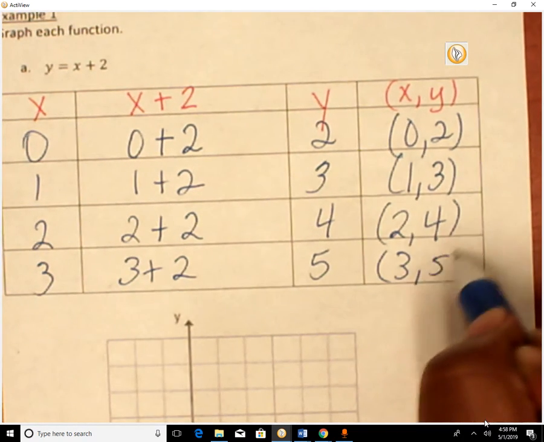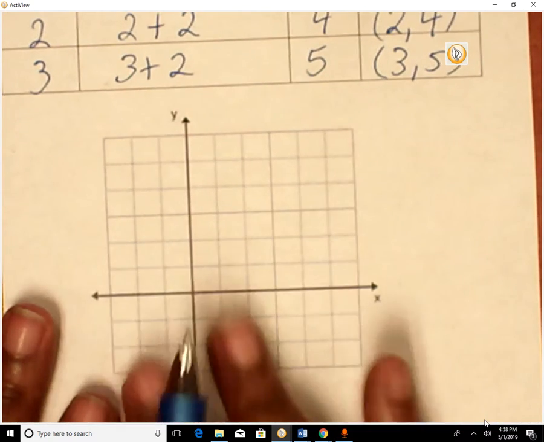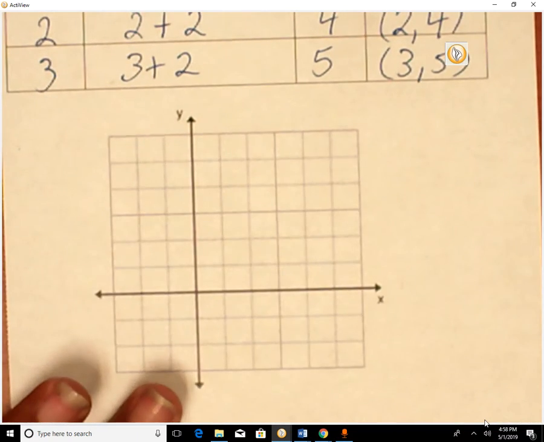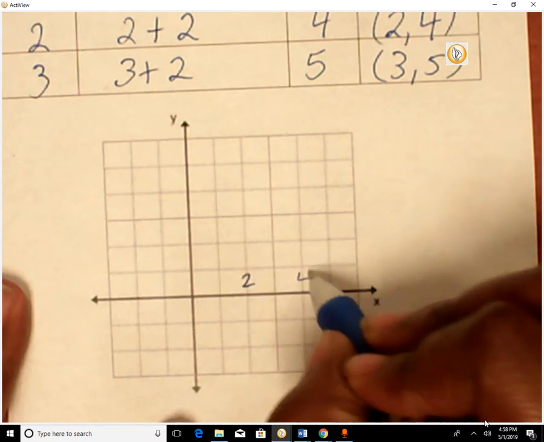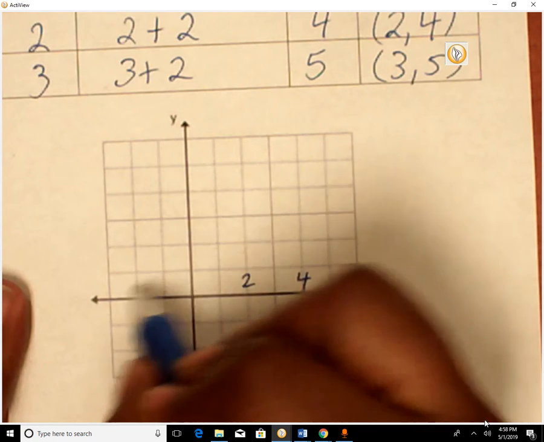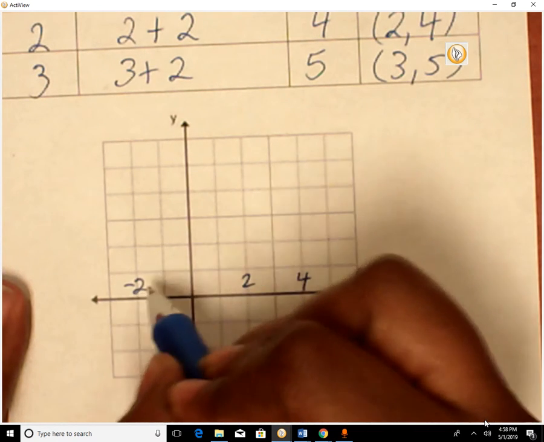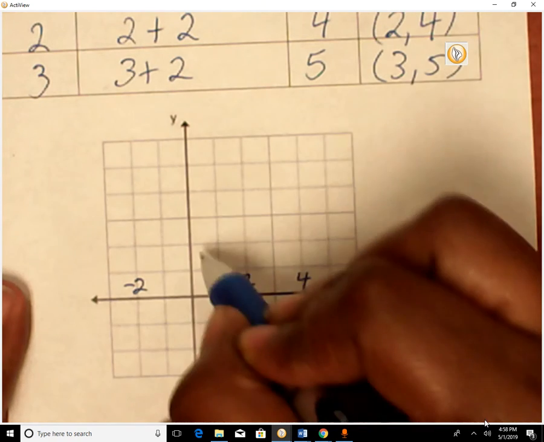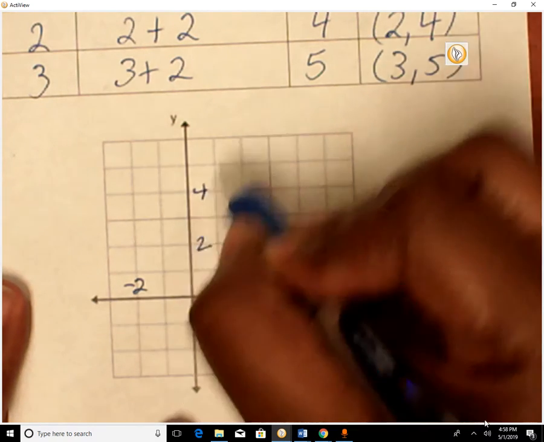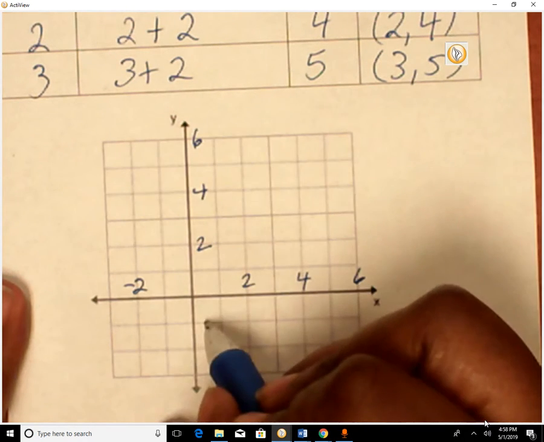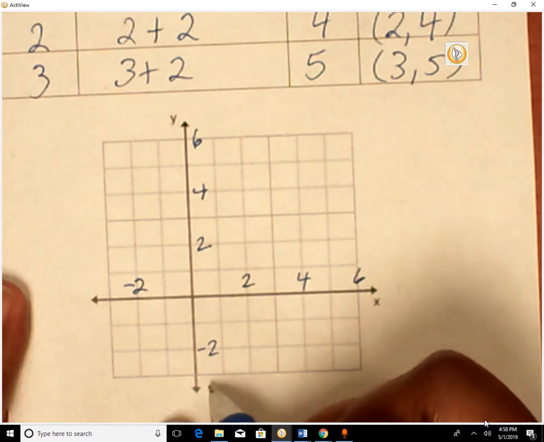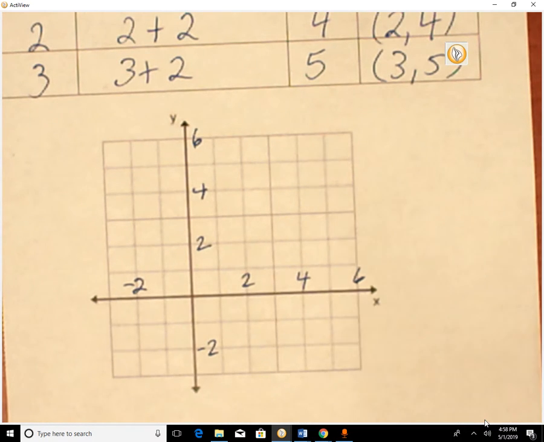3, comma 5. Now, on the graph here, you can label your x and y axes differently, or you can label them all the same. I'm going to label them all by 2s: 2, 4, 6. My negative 1 is right there, so this has to be negative 2. Then I'm going to go up: 2, 4, 6, because this is 1, 2, 3, 4, 5, 6. Then negative 1, negative 2, negative 3. I could have easily done these by 4s and then these by 1s, but we don't need to since we're using 0, 1, 2, and 3.